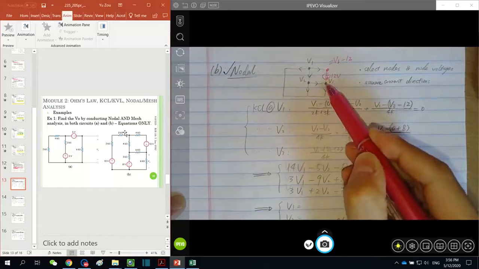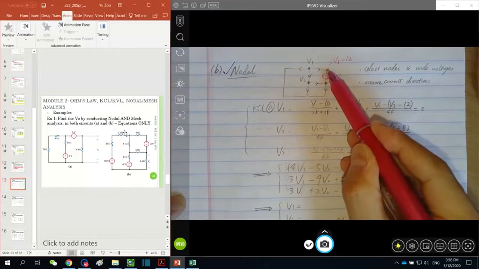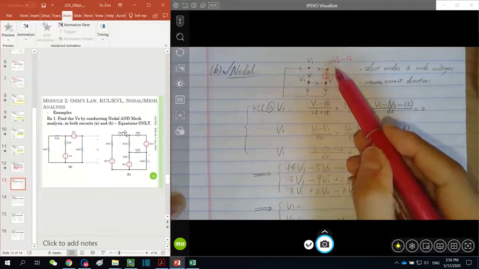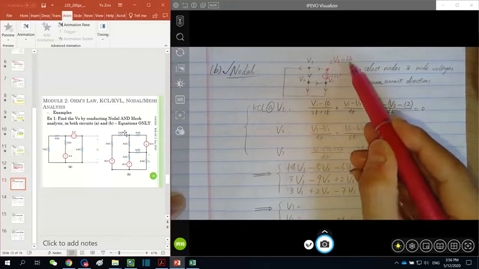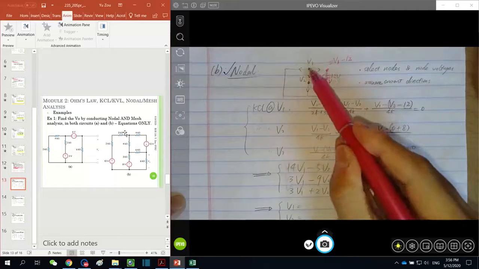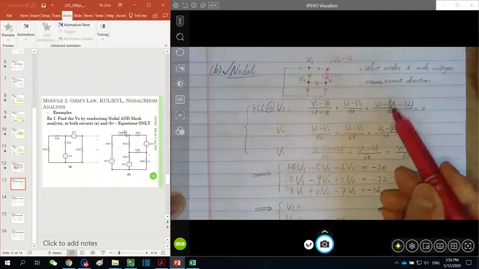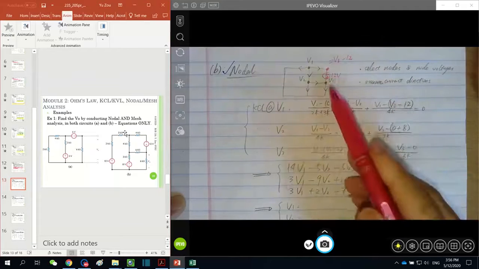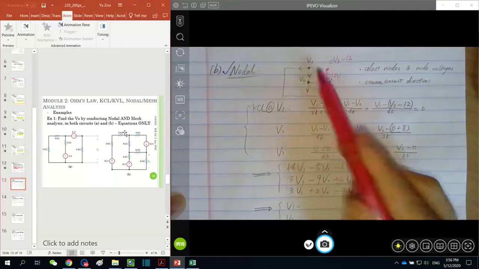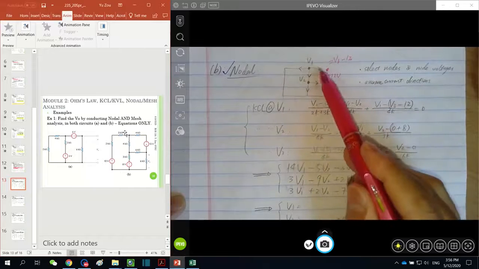This is equal to V3. Therefore, this is less than V3 by 12, right? So the voltage here is V3 minus 12. And we use V1 minus (V3 minus 12), divided by the 4K in the middle, equals the current here.